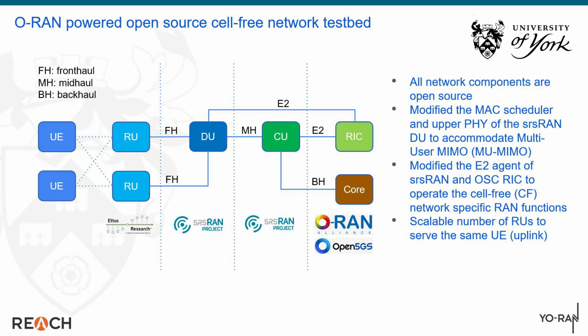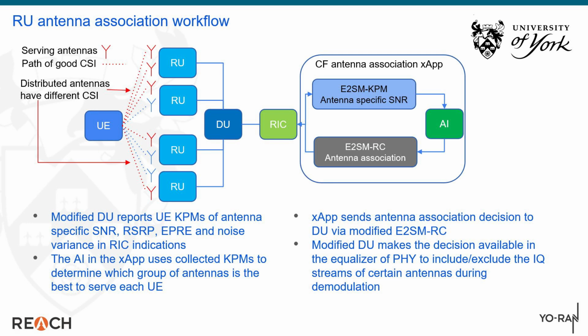The DU code is also modified to allow a scalable number of RUs to be connected, and we have utilized the intelligence of the RIC and implemented AI-assisted serving RU group association for each user. Each RU of our testbed is equipped with 2 antennas, and the DU allows a scalable number of antennas to serve the uplink for a user. We have modified E2SM KPM at the RAN to allow the DU to report antenna-specific CSI in RIC indications, such as SNR, RSRP, EPRE, and noise variance.